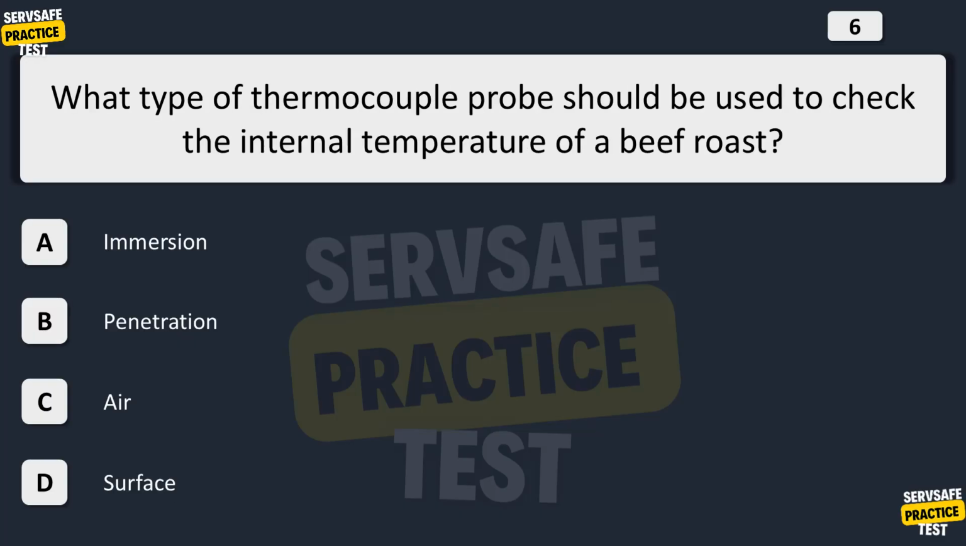What type of thermocouple probe should be used to check the internal temperature of a beef roast? A. Immersion. B. Penetration. C. Air. D. Surface. The correct answer is B. Penetration.